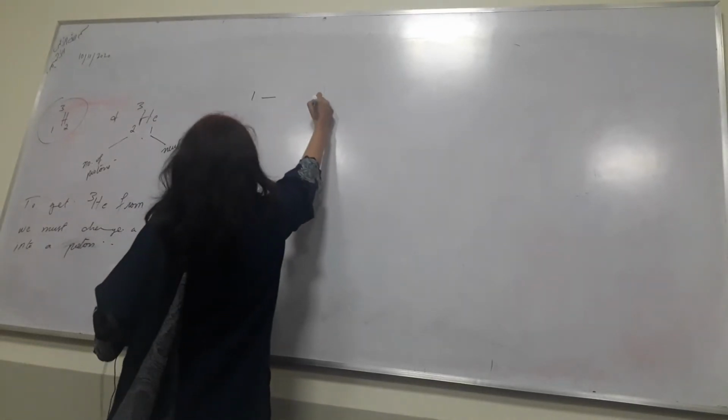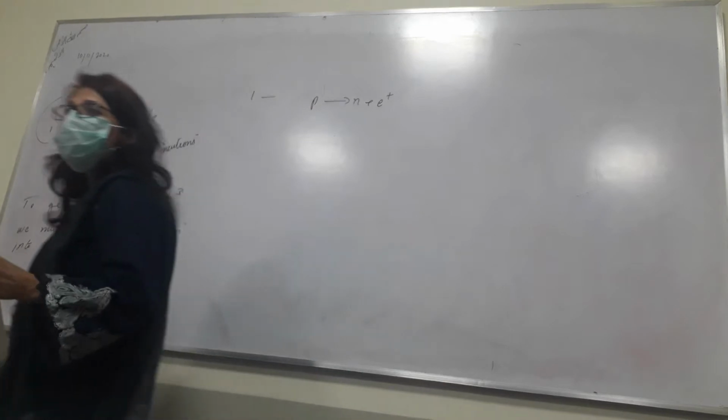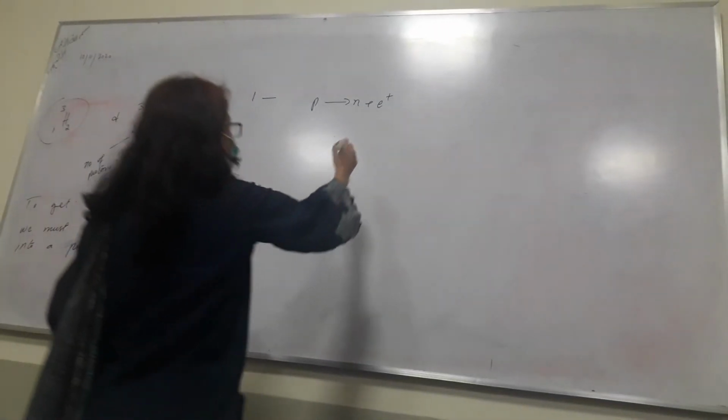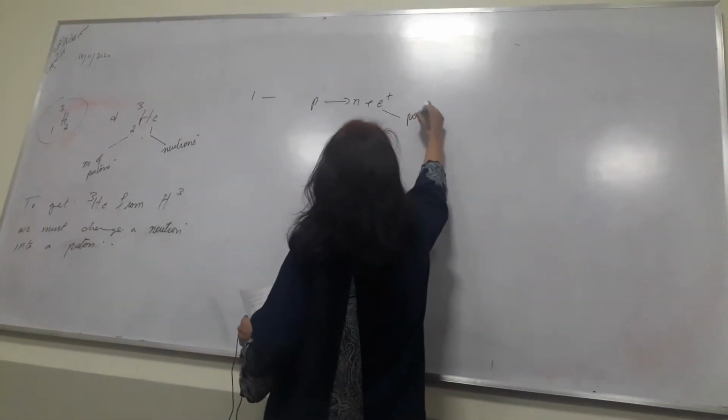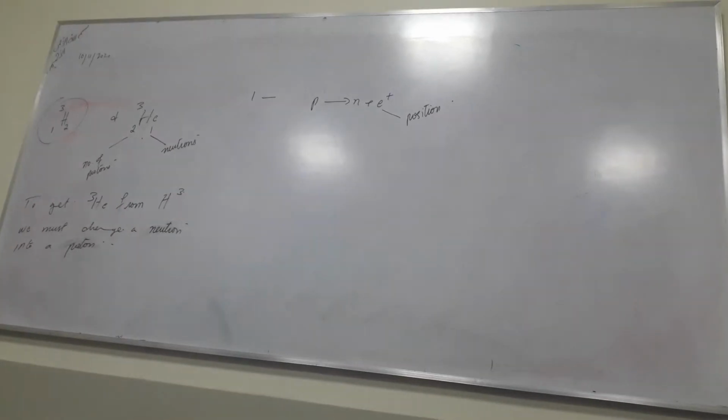It will be P will change to, this is a positron, right? But what is the name of this particular reaction? It's a beta reaction. Okay, so in beta reactions you can have beta positive and beta negative. So the positron or the electron.